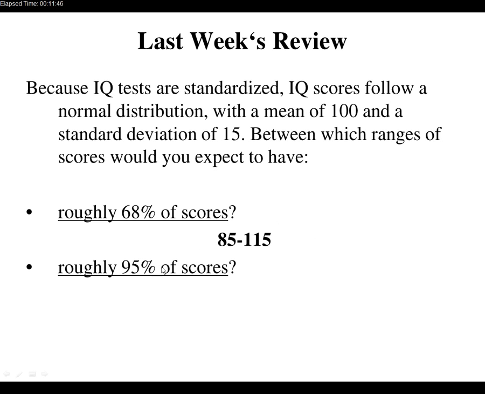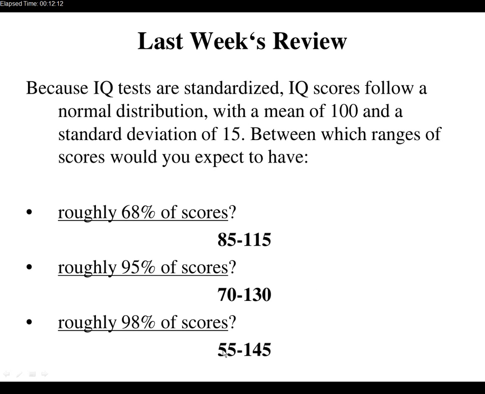Roughly 95% of the scores, we're going to be deducting 30 because it's approximately 2 standard deviations, and adding 15 times 2, which is 130. What's the standard deviation here? You remember, it's 15. And 98% of the scores, what is that going to be? About how many standard deviations? That's right. And so you're going to go down to 55 and up to 145, about 3 standard deviations.